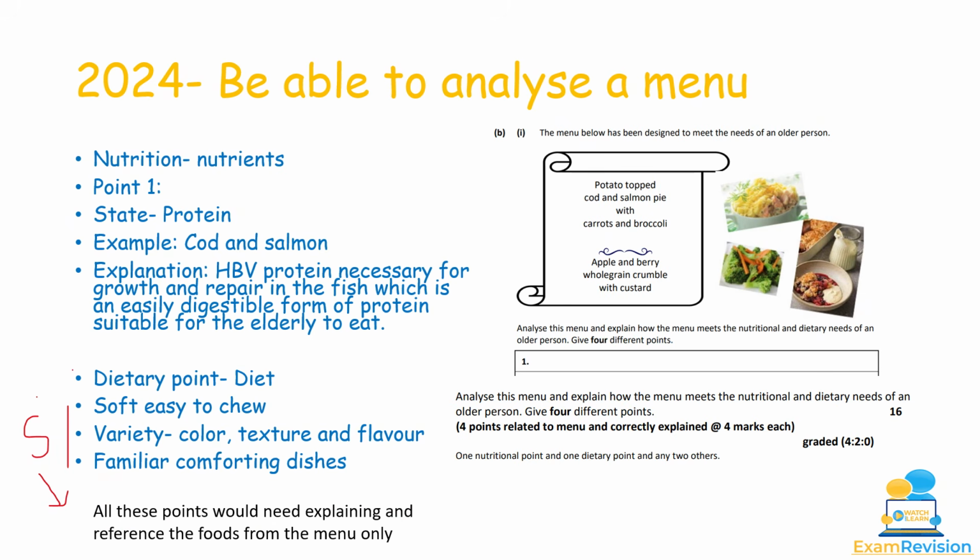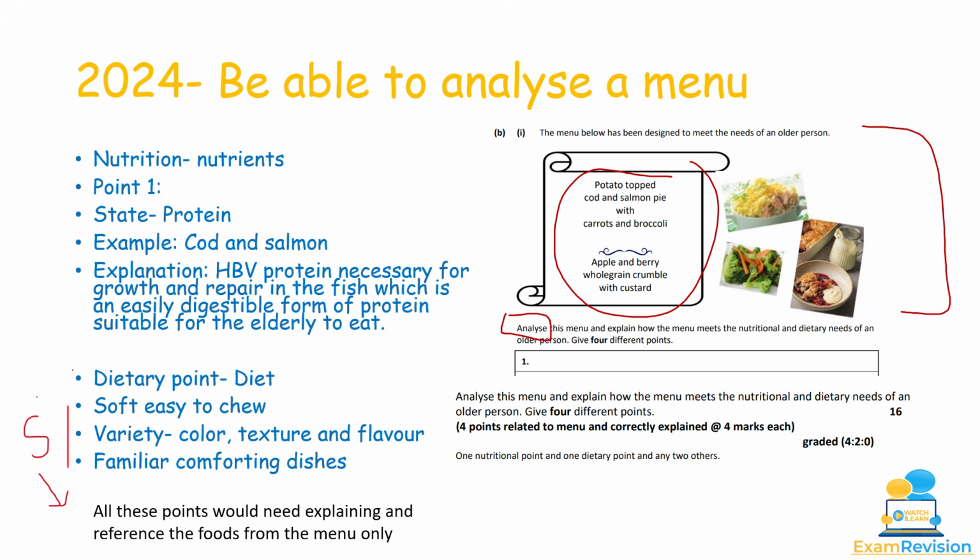Now this one was slightly different, okay? This is the first time they did this one, because in 22 and 23 it was just like 25. In 24 they gave you the menu, okay? They want you to analyze. So this means you have to look at the menu and break it down, okay?